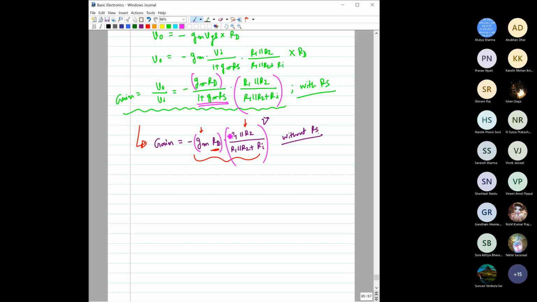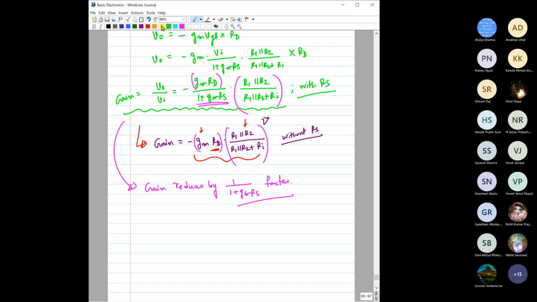So the gain that you are achieving without RS has to be divided by 1 plus gmRS. So obviously the gain reduces by a factor of 1 by 1 plus gmRS, isn't it? The same thing we have also seen for the CE amplifier. When we connect an emitter resistance, we have seen that the small signal gain will fall, right? The same thing is also here.